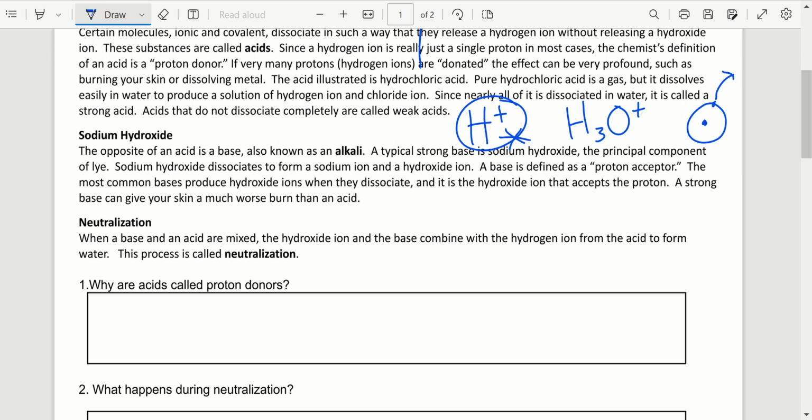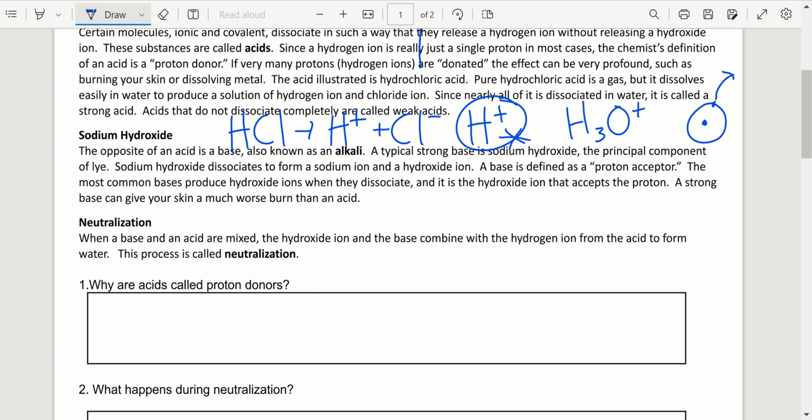This acid illustrated is hydrochloric acid. So pure hydrochloric acid is a gas, but it dissolves easily in water to produce a solution of hydrogen ion and chloride ion. So HCl dissociates to have hydrogen ions and chloride ions. Since nearly all of it is dissociated in water, it is called a strong acid. Acids that do not dissociate completely are called weak acids.